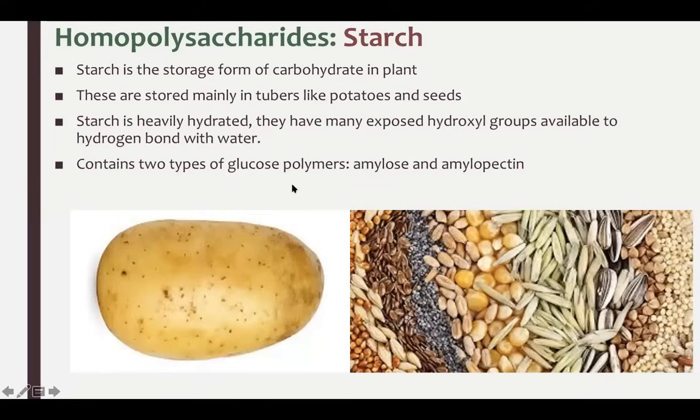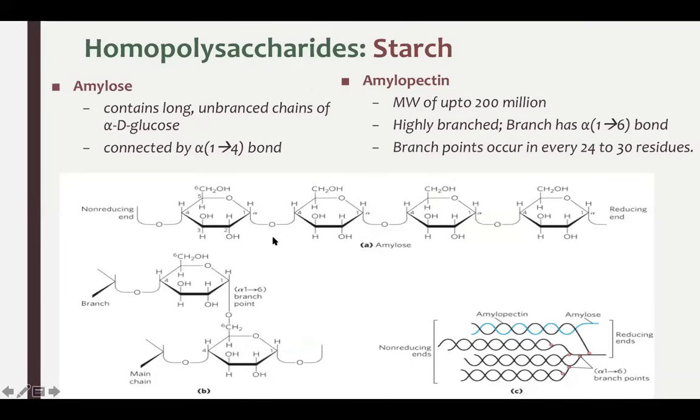And it contains two types of glucose polymer. One is called amylose and one is called amylopectin. So what are amylose and amylopectin, we will discuss. You can see this picture. This is the figure of amylose. You can see this is a linear form of polysaccharide. So in this amylose, the monosaccharide unit is alpha D glucose. This is a long unbranched chain, and this alpha D glucose is joined to another alpha D glucose via an alpha 1,4 bond.